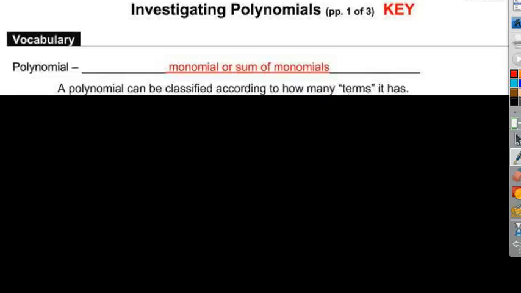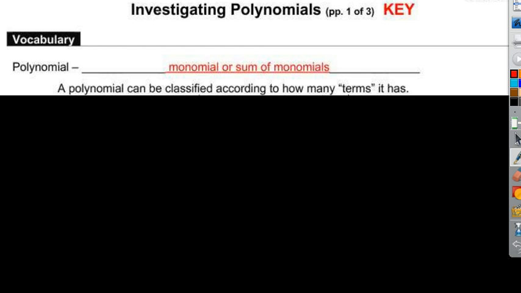Okay, guys, on this one we're going to get into the polynomials. Last one we did the monomials. Make sure when you come in class tomorrow that you have all those monomials done, that whole packet. That should be totally complete when you come in.